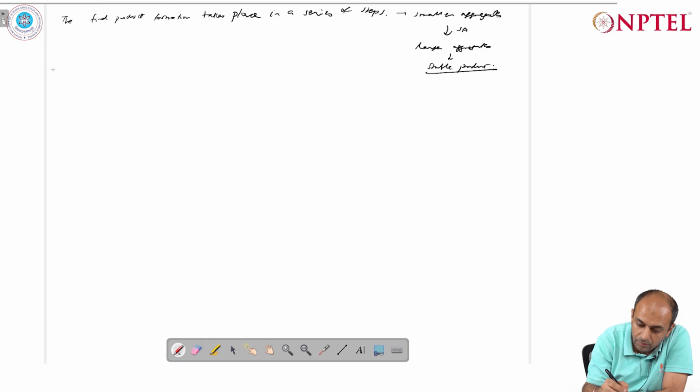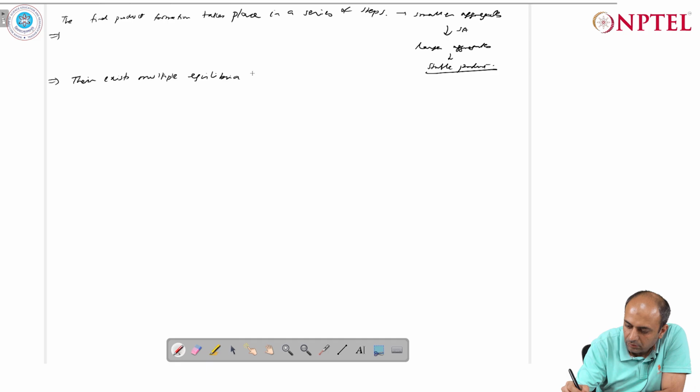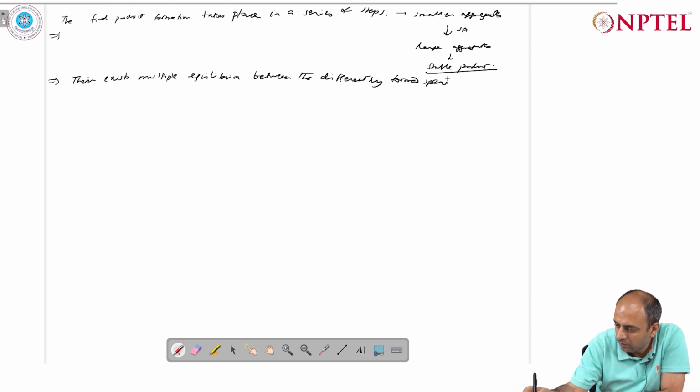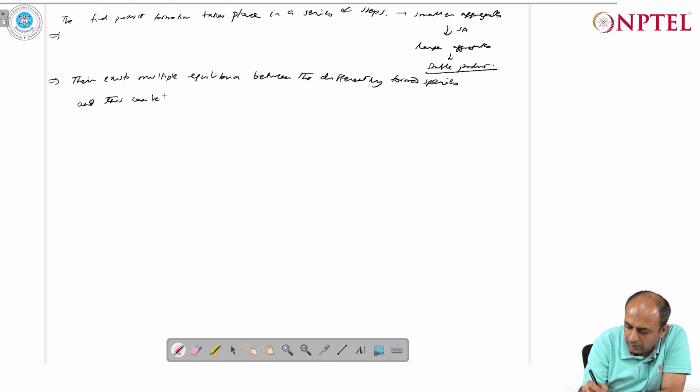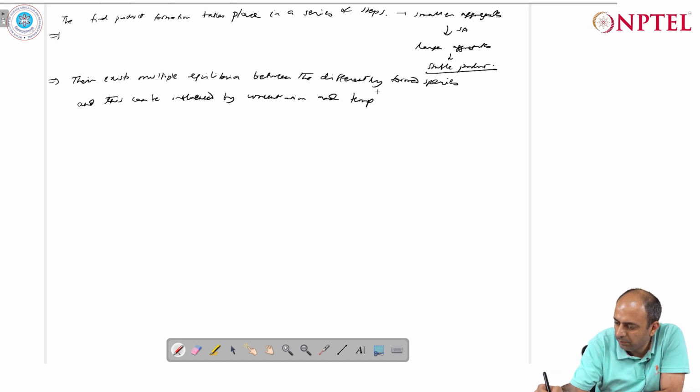And the next thing which is important is that there exist multiple equilibria between the differently formed species, and this can be influenced by concentration and temperature of the experiment.